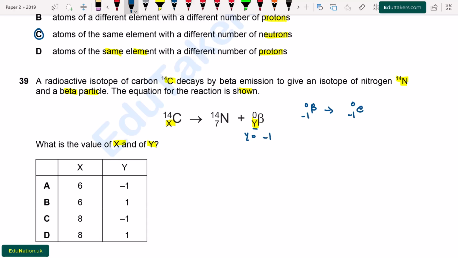It means that y is equal to -1. Next, we also have to find out the value of x. Now we compare the atomic number on both sides of this arrow. On the left hand side, atomic number is x, while on the right hand side it is 7 and -1. So it will be equal to 6. It means that x is equal to 6 and y is equal to -1. So from here, option A correctly shows these values. x is equal to 6 and y is equal to -1. So A is correct.